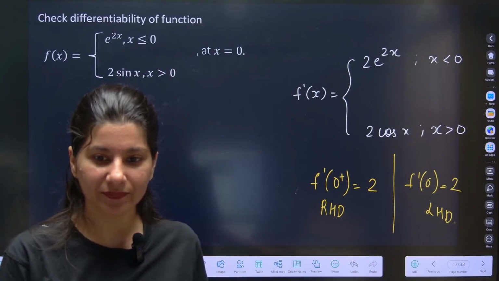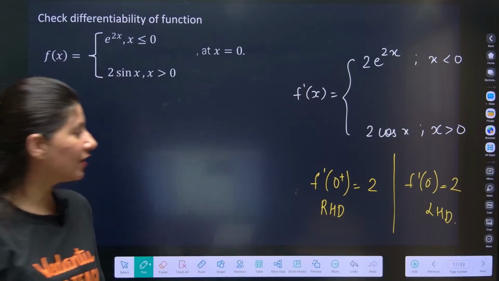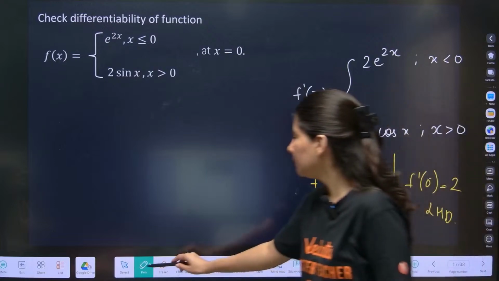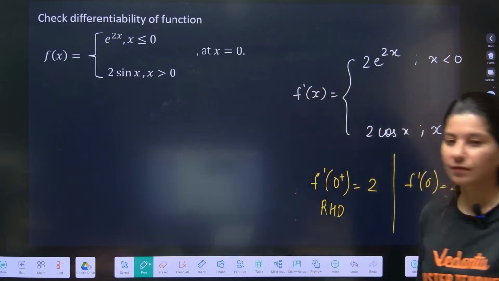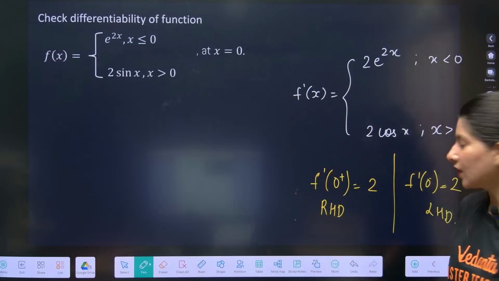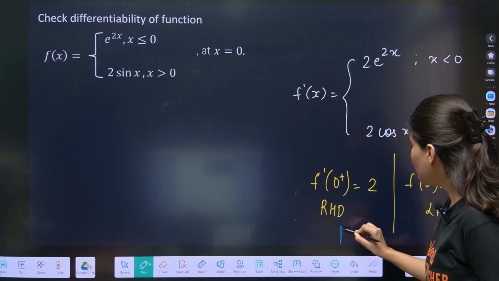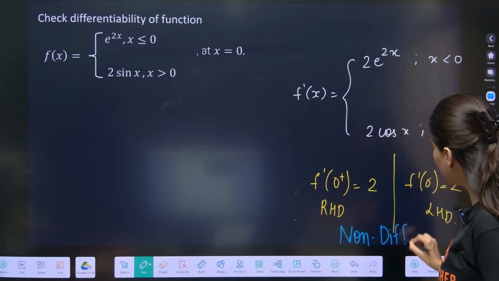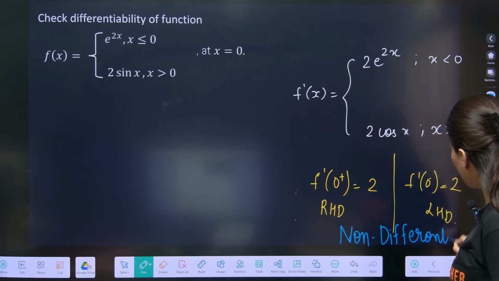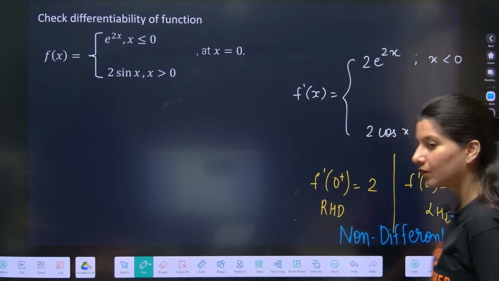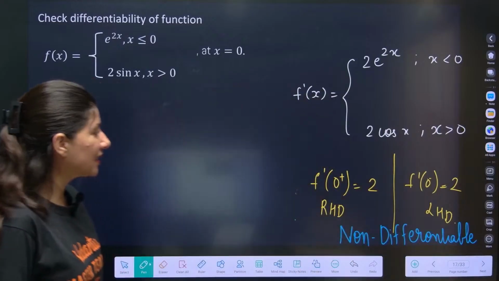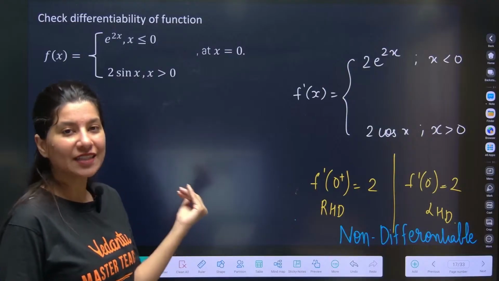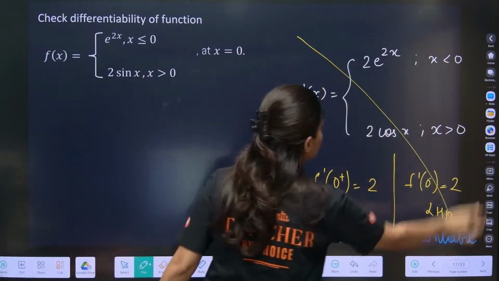Can I say that function is differentiable? Not really. The function is non-differentiable. But ma'am, how come non-differentiable? Oops. What just happened? This is a trap. Okay? Because I told you, before checking differentiability, you don't even have to do this.